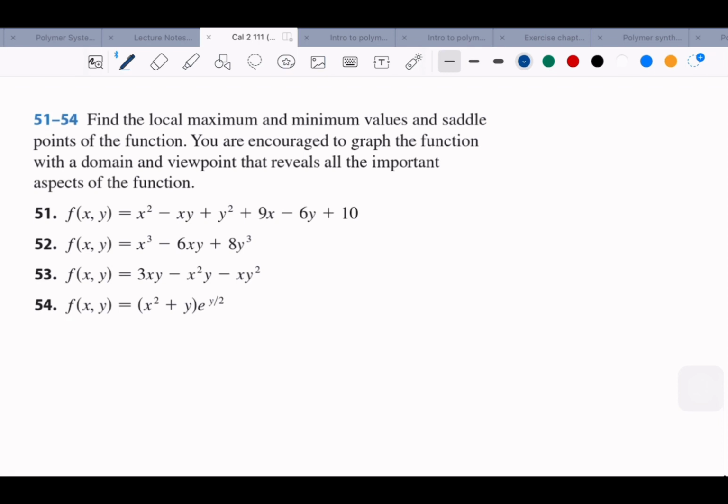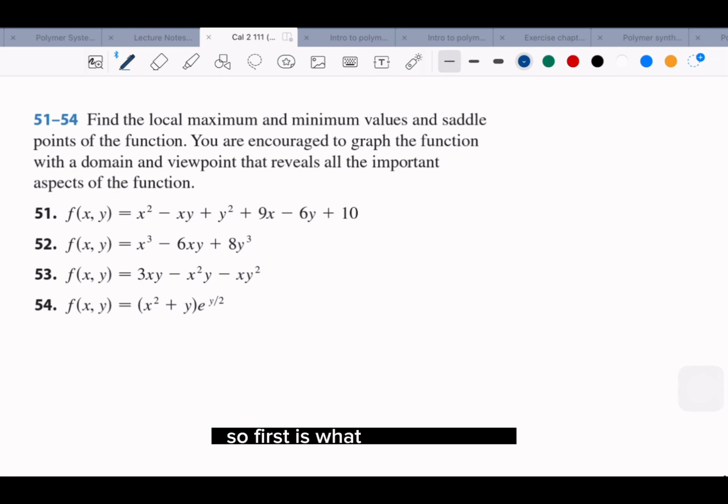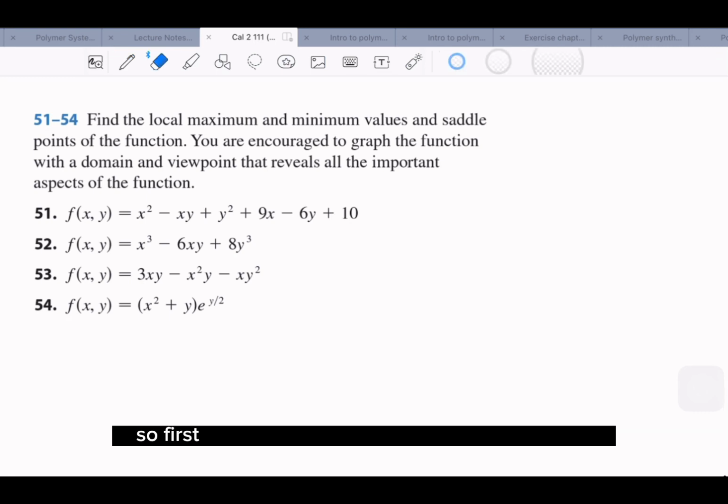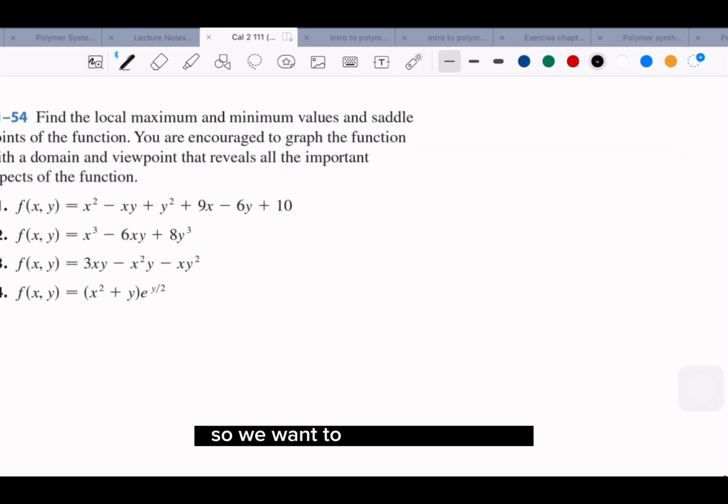It says that you need to find the local maximum, minimum, and saddle points if they have saddle points. So first, what do we need to do? Okay, first, let me just write the function on the side. So we want to take this one, right? So let me write the function again.